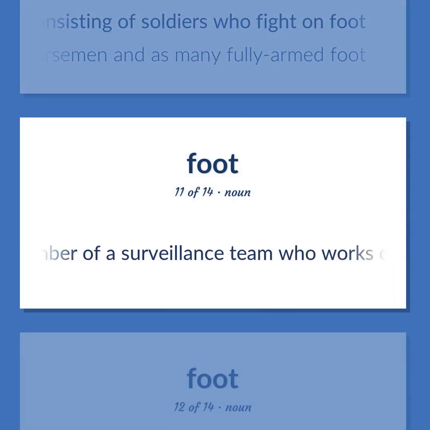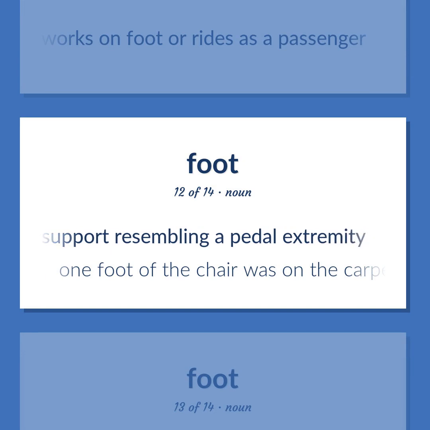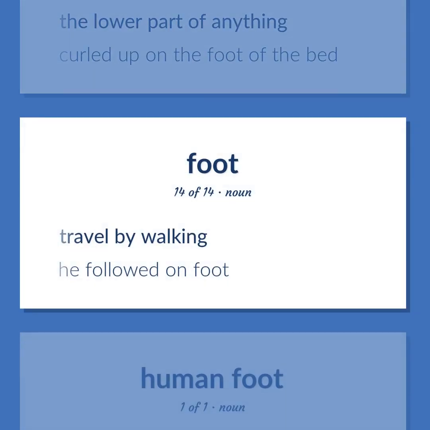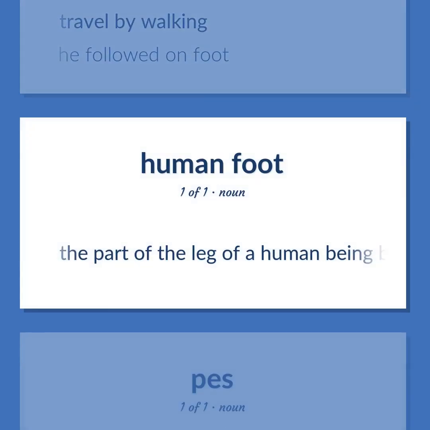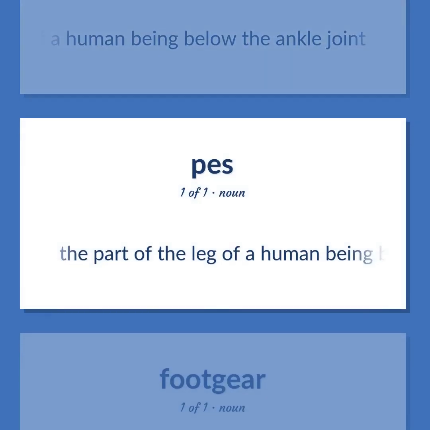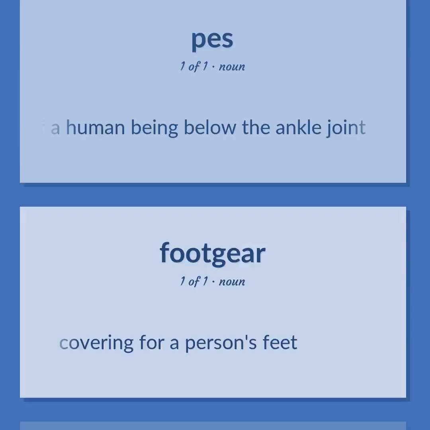A member of a surveillance team who works on foot or rides as a passenger. A support resembling a pedal extremity. 1 foot of the chair was on the carpet. The lower part of anything. Curled up on the foot of the bed. Travel by walking. He followed on foot. The part of the leg of a human being below the ankle joint.